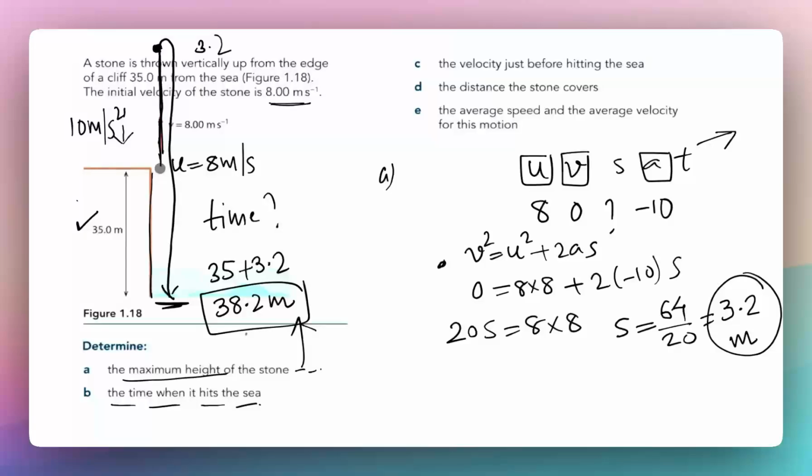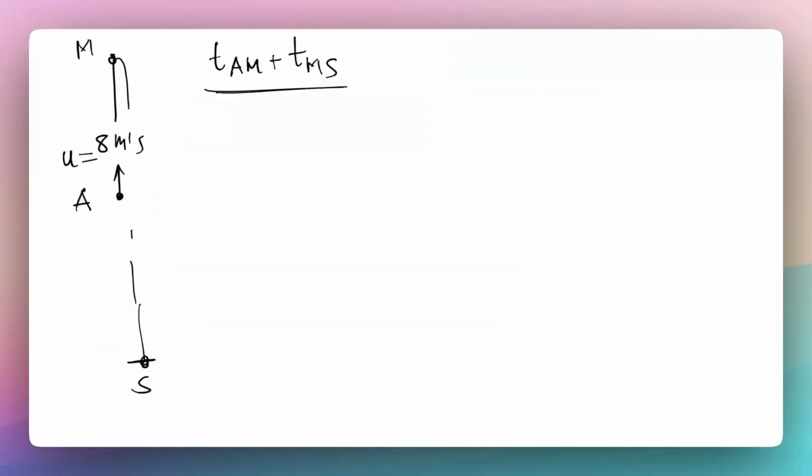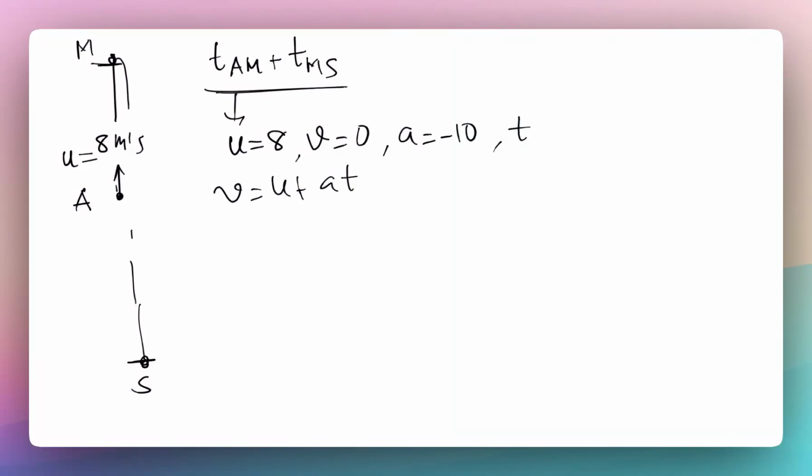In the first part, we already found the distance. So instead of finding the distance, we can find the time as well. We have been given u, so from A to M, u is equal to 8, v is equal to 0, and my a is minus 10. How much time will it take to go there? T is what we have to find because we have been given 3 of them, and s is of no interest. For this part we can simply use v is equal to u plus at, right? This is the equation where our s is missing.